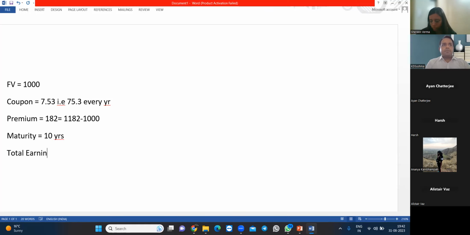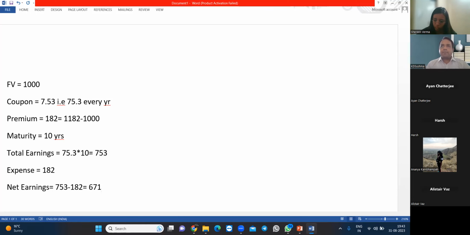Total earnings: 75.3 multiplied by 10, which is equal to 753. Is it okay? Yes, sir. Expense is equal to 182, right? So net earnings is equal to how much? 753 minus 182, which is equal to how much? 671. Correct?